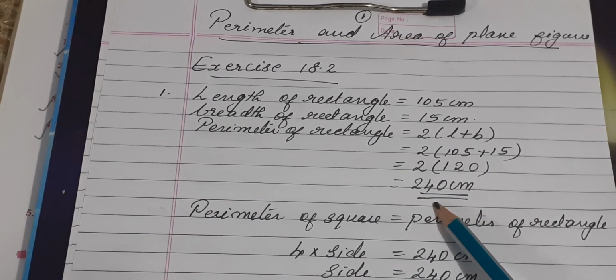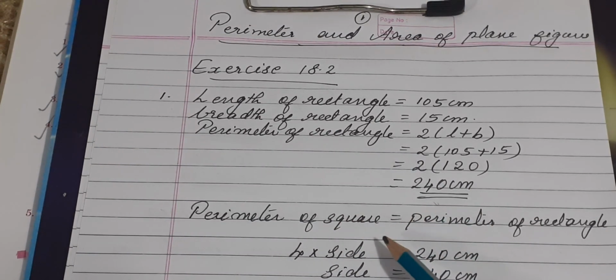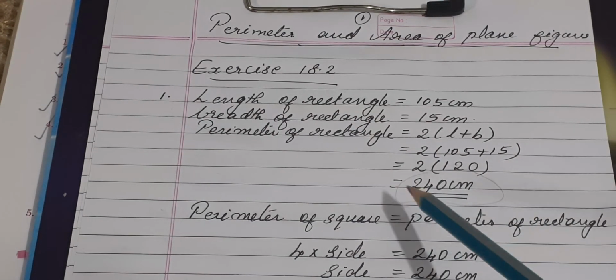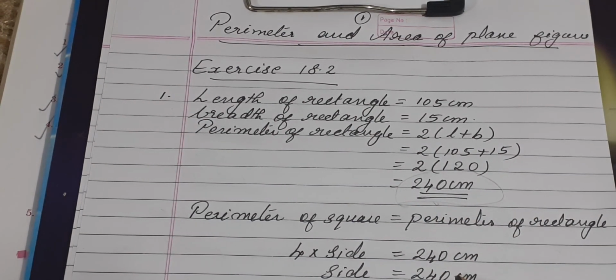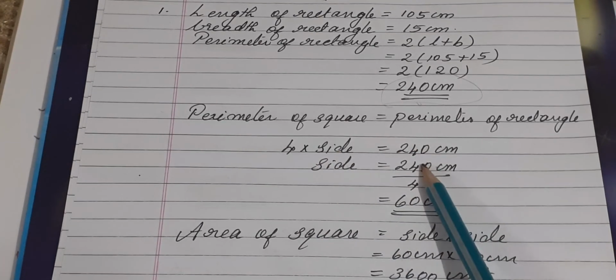Then they said in the question that perimeter of square is the same as perimeter of rectangle. So what will be the perimeter of square here? Perimeter of the rectangle we found out is 240 now. So perimeter of the square also will be 240 centimeter. What is the formula for finding perimeter of square? 4 into side. So 4 into side is equal to 240.